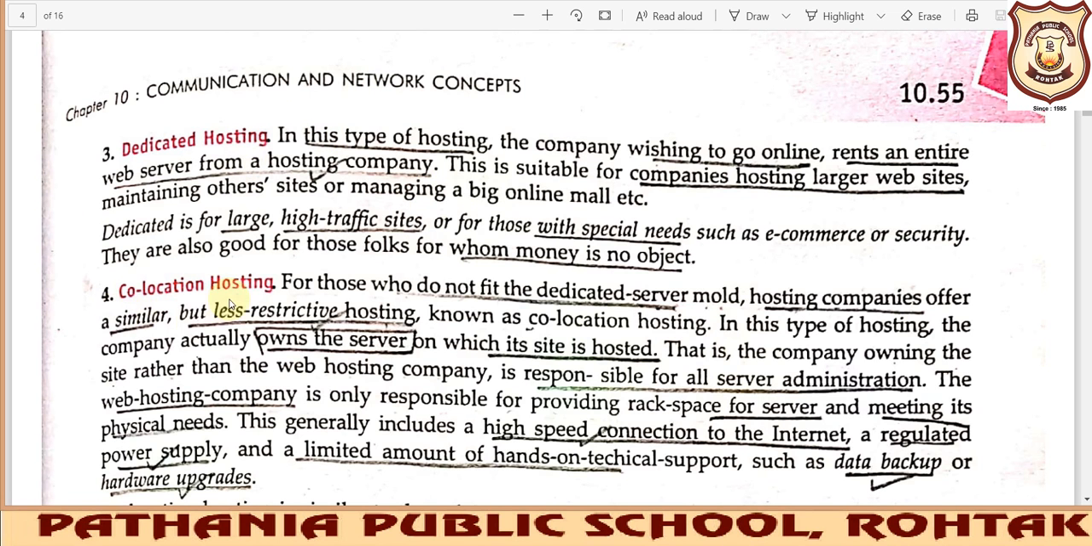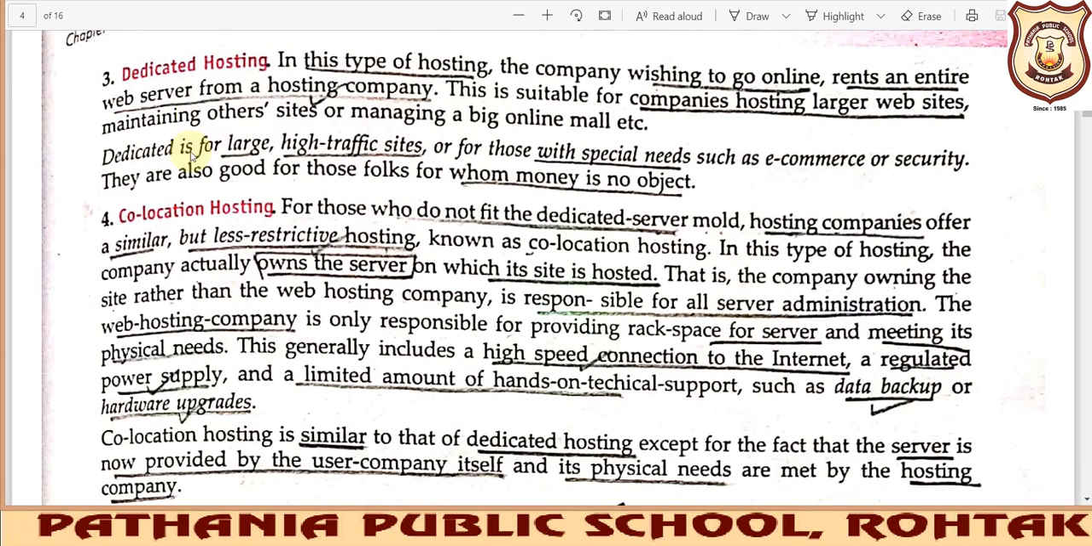What is co-location hosting? It is just like your dedicated hosting, but now you are not dependent upon hosting companies. You are going to have your own server, meaning you will be establishing your own web server. This time you will not be dependent upon any hosting company.